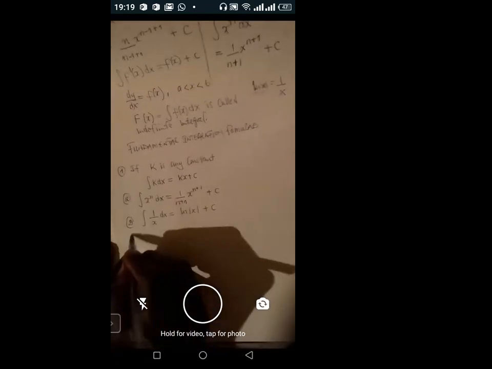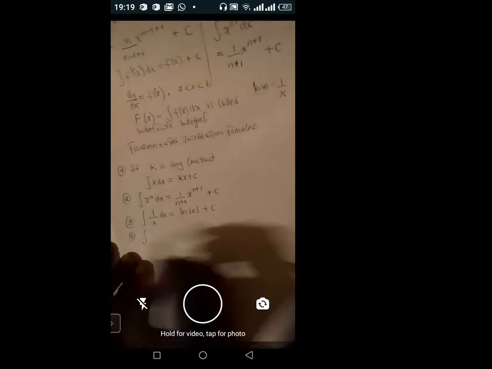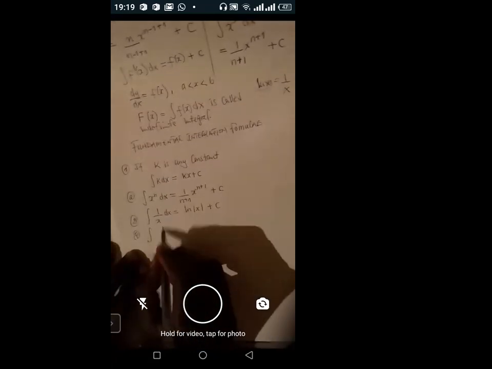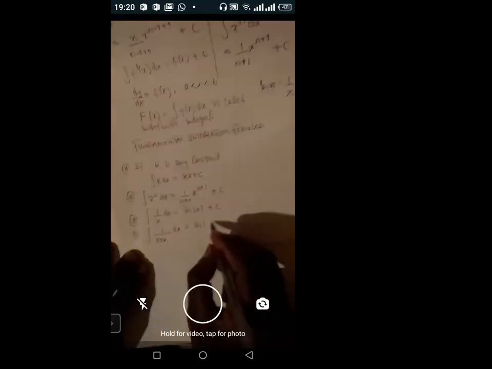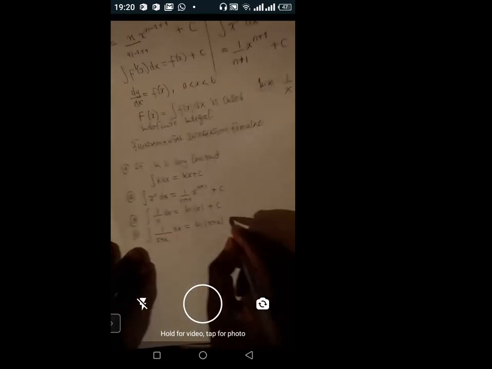Then also you have something like the integral of 1 over x plus some constant k dx. This one is equal to the ln of x plus k, then plus a constant.